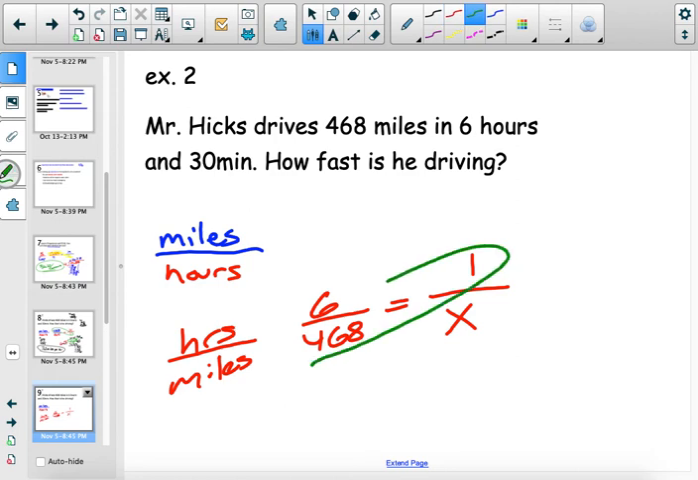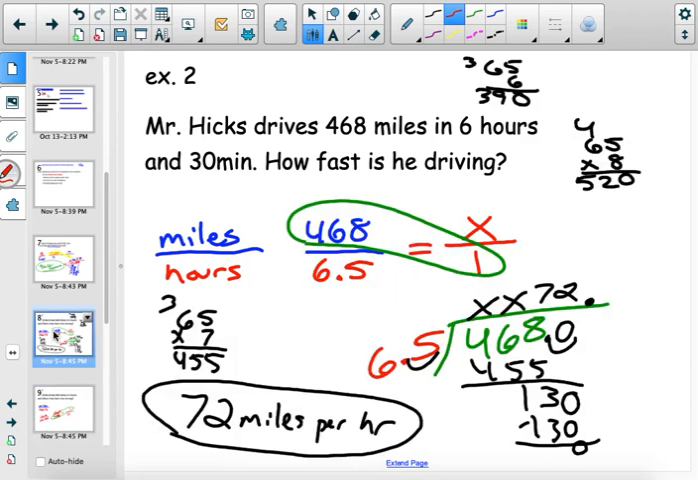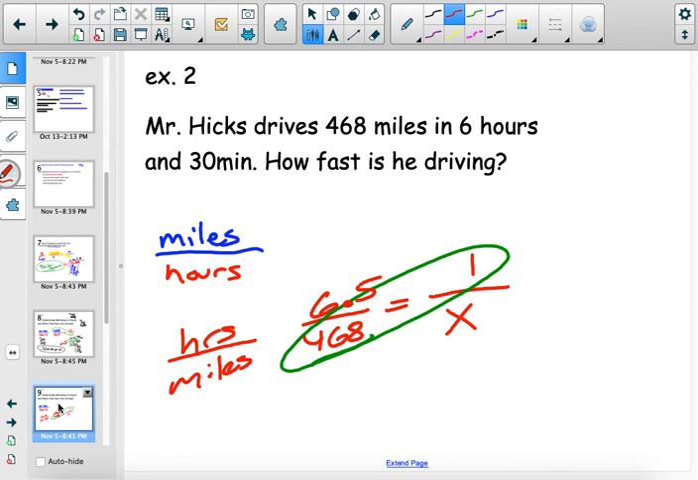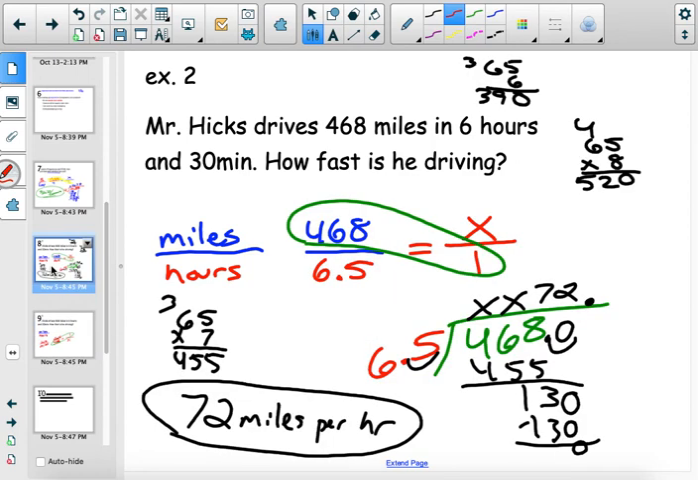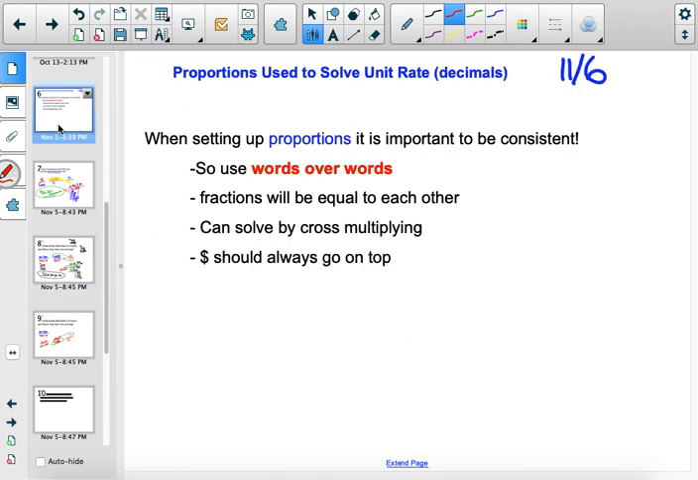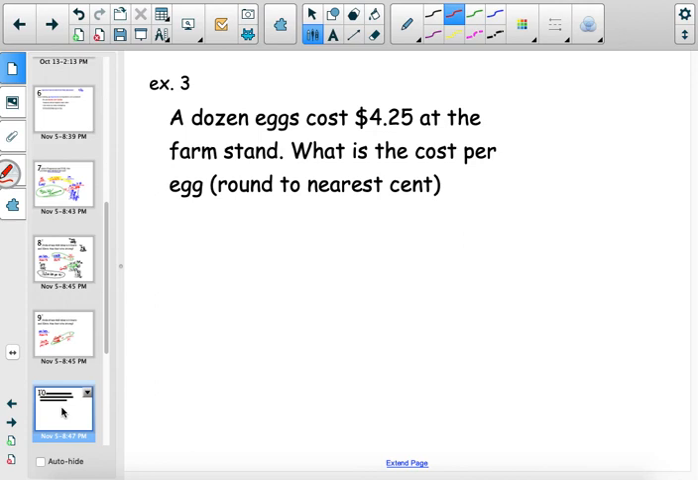So are we still multiplying 468 times 1 and then dividing by 6.5? So yes, it doesn't matter. But which one makes more sense? Miles per hour. So make sure you think about that too. That's why I told you to put dollars on top. How much for one of something? That makes more sense. All right, a dozen eggs.